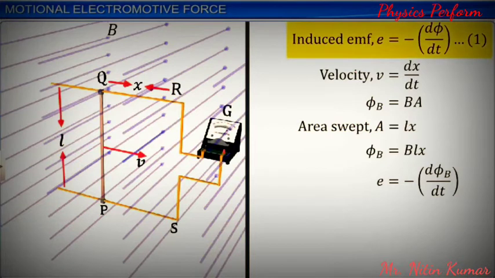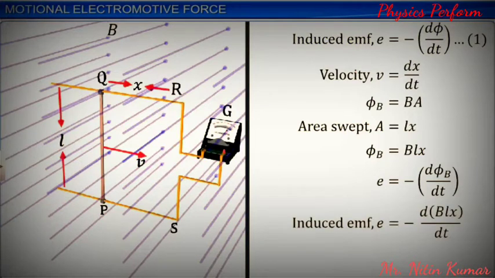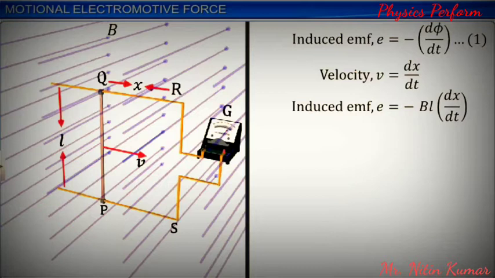Substituting for phi B, we get E is equal to minus d by dt of BLX. As B and L are constant and only X is the variable, we can write E is equal to minus BL into dx by dt. As dx by dt represents the velocity v of the conductor PQ, we can write electromotive force E is equal to minus BLV. Let this be equation 2. The induced EMF E is also called the motional EMF in this case.